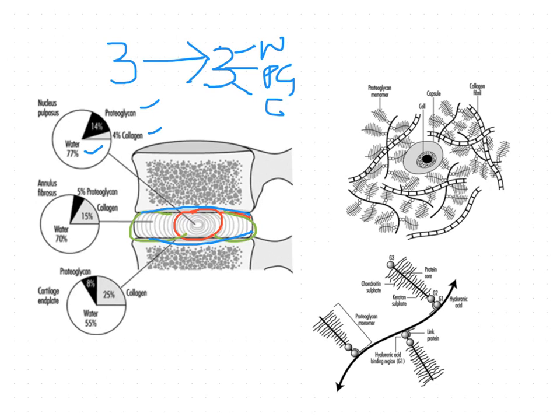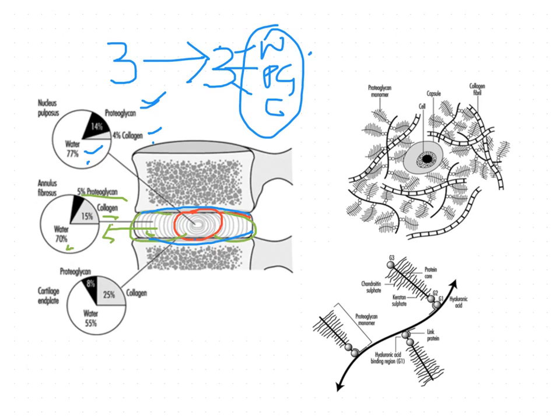Although all the three have the same composition, the percentage of these components varies. If you see the nucleus pulposus, we will find more water, more proteoglycans and less collagen. At the annulus fibrosus, we again find water, 70%, which is somewhat lesser than the nucleus pulposus, only 5% of proteoglycans, and 15% of collagen.